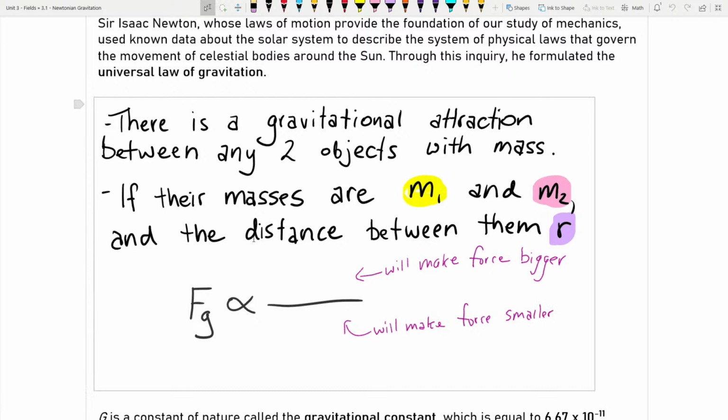So the question then becomes, where do the mass of the objects and the distance between them fit in? And it should be pretty obvious. If an object is heavier, what do you think that will do to its effect on gravity? Well, hopefully you're saying that it will make the force of gravity larger, and that's true. So the mass of the two objects goes on the top of the fraction. Heavier objects exert a larger force due to gravity. And lighter objects will exert a lighter force due to gravity. Keep in mind that it's the mass of both objects doing this.